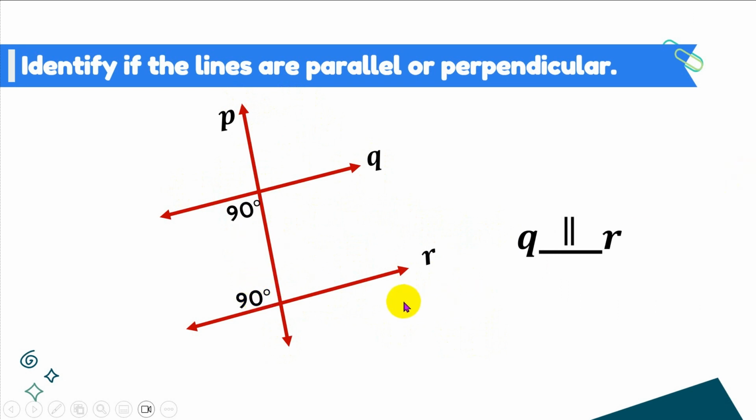Now, can we conclude here that line P is perpendicular to Q? Ayun po, pwede po yun. Line P is perpendicular to Q or line P is perpendicular to R. Bakit po? Kasi 90 degrees or right angle po yun na form when line P intersected line Q and also line R. So, P is perpendicular to Q and P is perpendicular to R also.